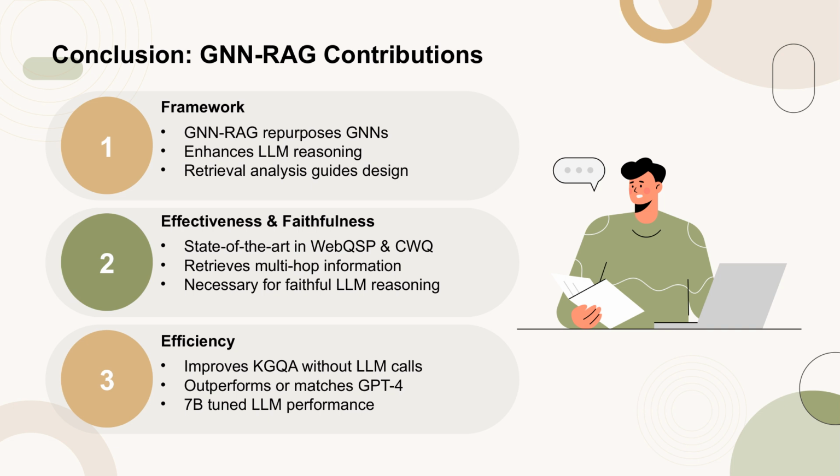It is also shown to retrieve multi-hop information that is essential for faithful LLM reasoning on complex questions. In terms of efficiency, GNN-RAG improves KGQA performance without the need for additional LLM calls, a requirement in existing RAG systems for KGQA. Furthermore, GNN-RAG either outperforms or matches the performance of GPT-4 using a 7 billion parameter tuned LLM.